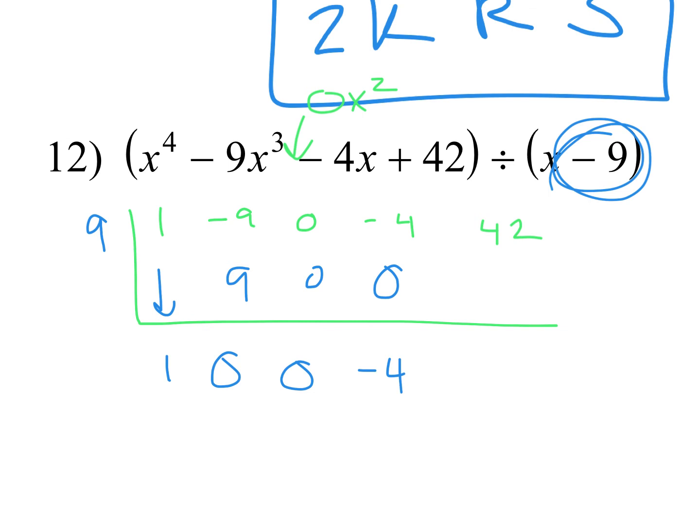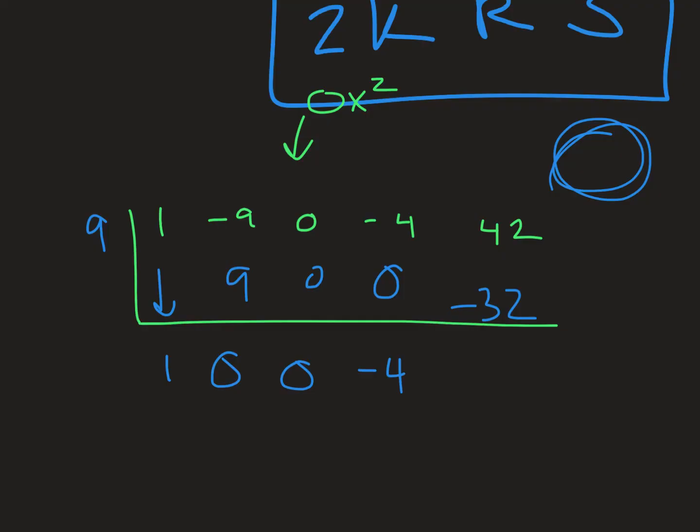Negative 36. Yeah, 36. Oops. Oh no. I don't know what I just did, but it's okay. 36. And then 42 minus 36. 6. 6.